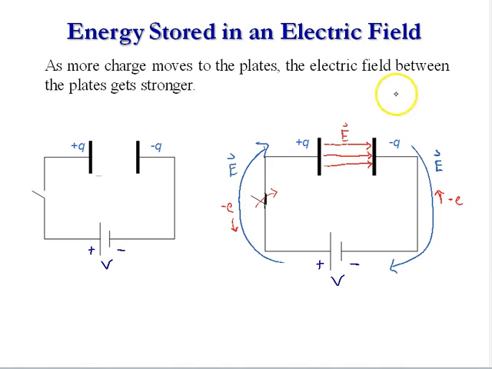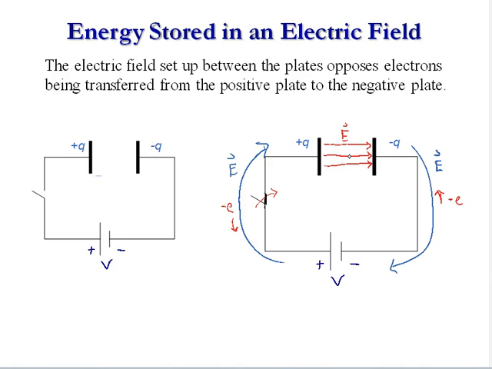As more charge moves to the plates of the capacitor, the electric field between the plates gets stronger. And in that process, more work is required by the battery to transfer that charge. This electric field being set up between the plates is opposing the direction of a negative charge moving from the positive plate to the negative plate. Negative charge between the plates of the capacitor is going to want to move in the opposite direction. So the effect is that this electric field building up is opposing the electric field being set up by the battery to do the work to charge the capacitor.